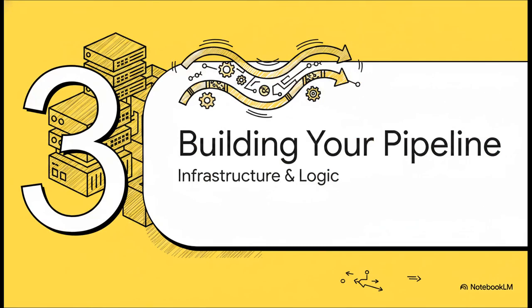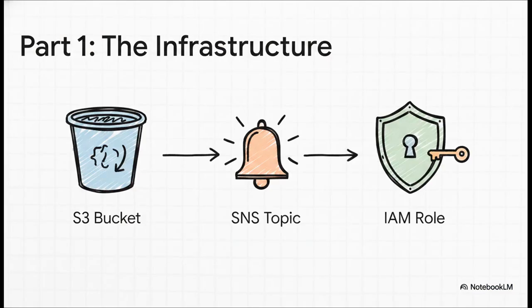Okay, let's shift gears and get practical. How do you actually build one of these custom pipelines? It really boils down to two main parts. You've got to set up the foundational infrastructure, and then you have to write the unique logic that makes it all tick. First up, the infrastructure. This is the bedrock, pun intended, of your whole setup. You're going to need an S3 bucket. That's where AgentCore will drop the conversation data. You need an SNS topic so you can get a ping letting you know a job is ready to go. And, of course, you need a secure IAM role so Bedrock actually has permission to talk to your other resources.